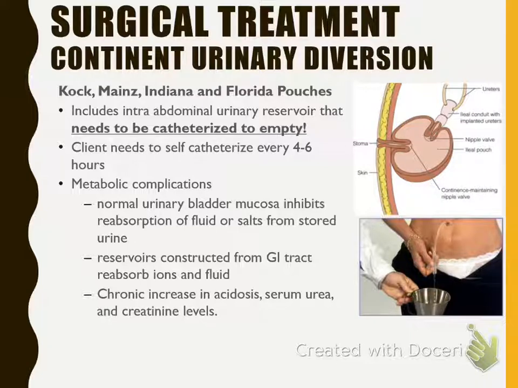So you can see it looks almost like a little belly button. They're very cute and they're very nice, and they're probably very good for someone who's young that had cancer or something and can take care of themselves and are very interested in how they look and things like that. A continent urostomy is a very good choice, but it is a high maintenance thing. You're going to have to pee for yourself every 2 to 4 hours.